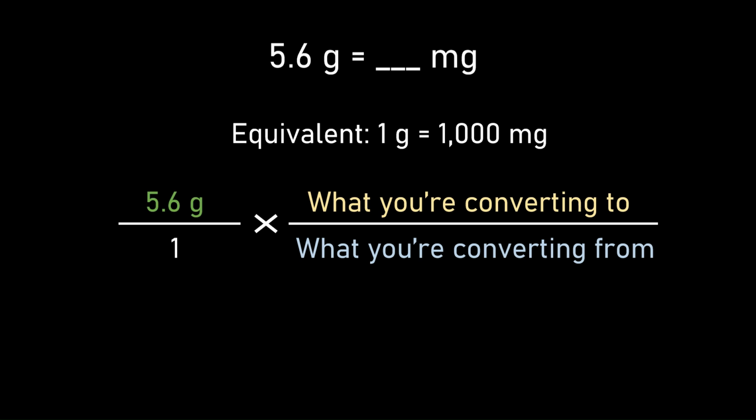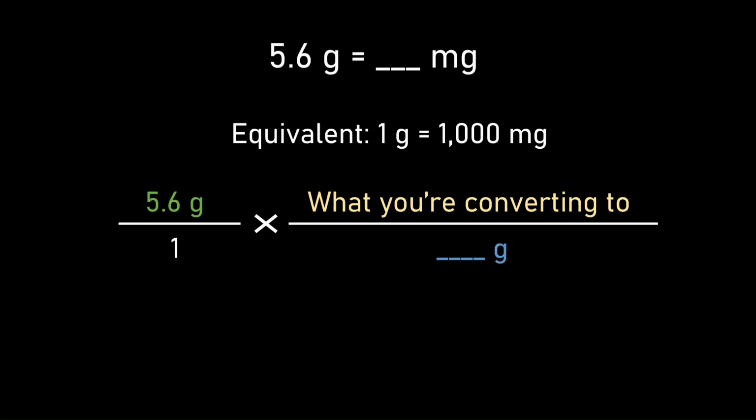Now we move on to the next variable, what we're converting from. Remember, this is also a number and a unit, and the unit is always the same as the unit before. So we know up front that this variable will be some number associated with grams. To find the associated number, all we need to do is consult the equivalent, which has two components, 1 gram and 1,000 milligrams. Since we know our converting from variable will be in grams, we can very easily identify the number we need to complete this portion. It's the number 1.